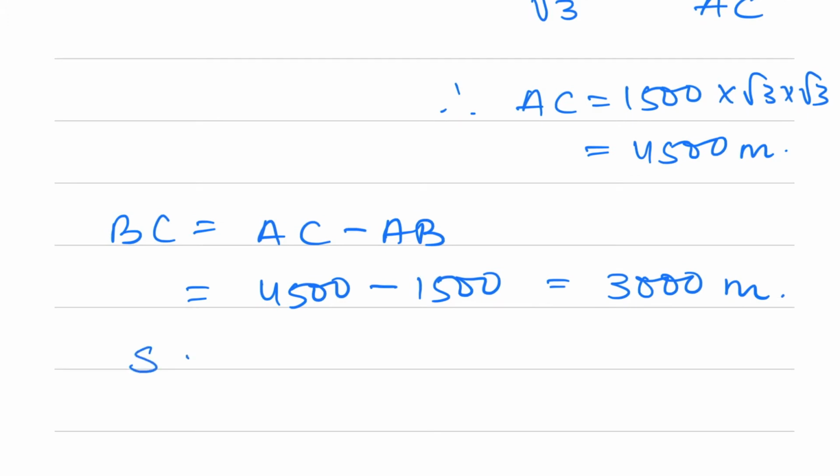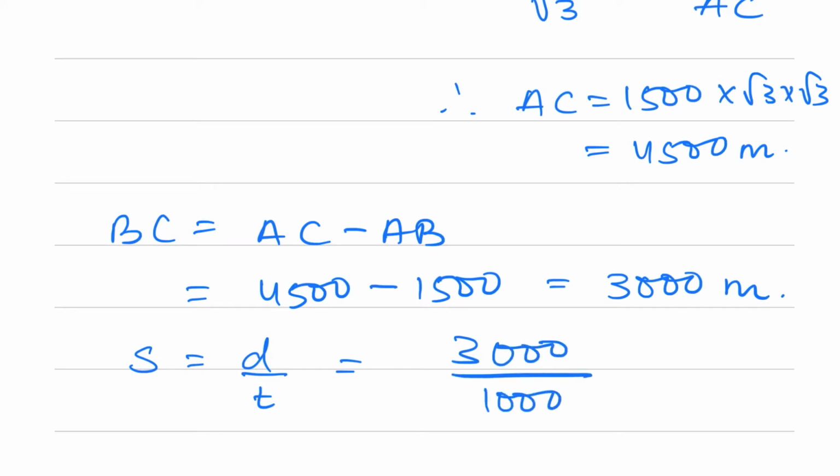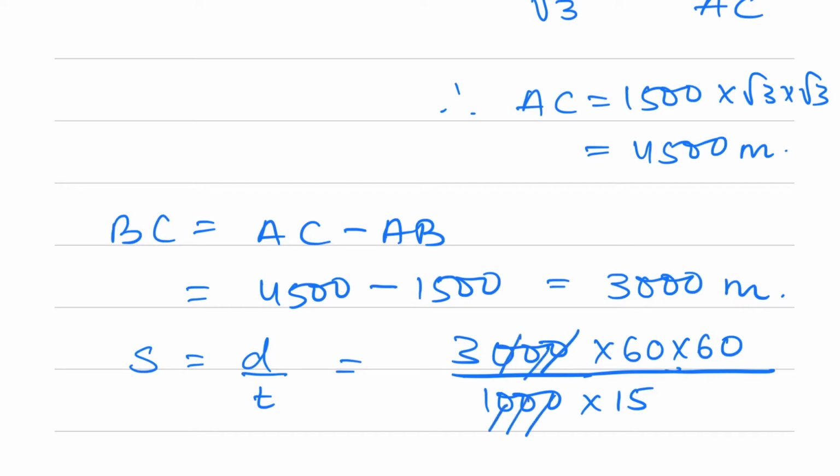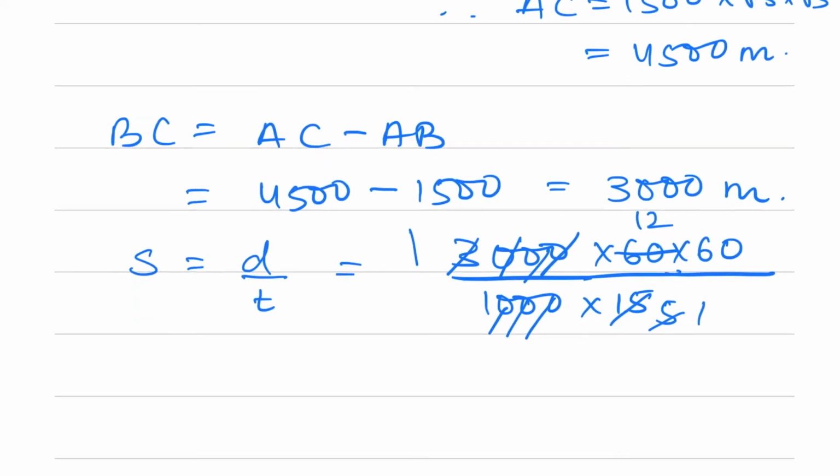Now speed, we know, is equal to distance by time. So distance is equal to 3000 meters, and I have to change it into kilometers, so I'll divide by 1000. And time is equal to 15 seconds, and I will change it into hours. So I have to find this in kilometers per hour. So I can write it down like that. 30 gets cancelled by 3 zeros. 3, 1, 5 and 12. So this is equal to 720 kilometers per hour.